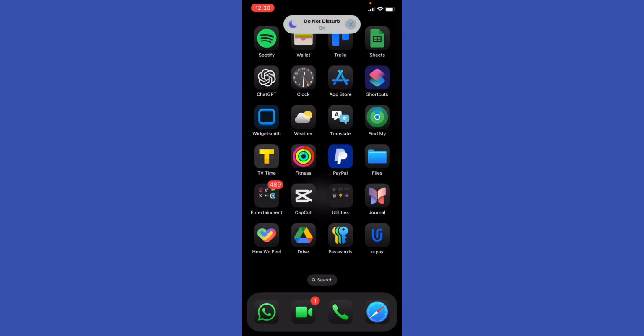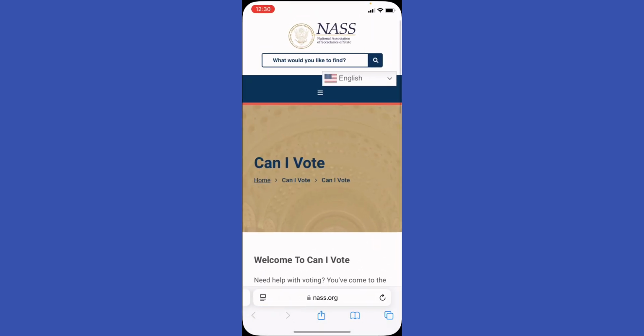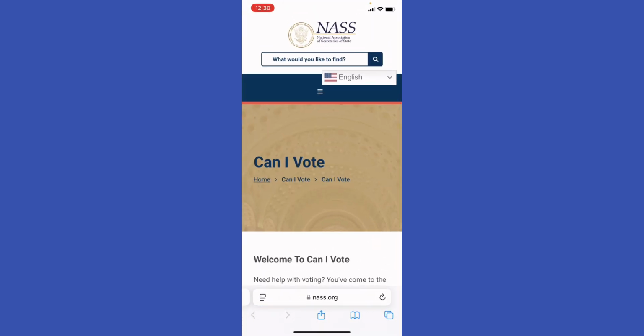How to decipher local ballot propositions. Okay, deciphering local ballot propositions can be straightforward if you follow these steps. Right, read the title. Start with the title of the proposition. It usually summarizes the issue.